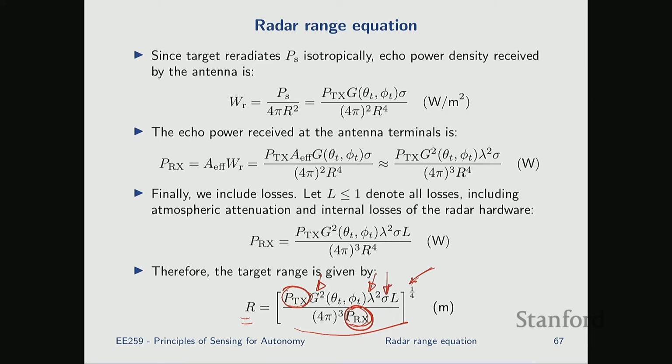You can assume some target cross-section. So let's say I want to see how far I can see a human with a radar cross-section of 1 square meter. You also plug in your losses, and that would give you basically the maximum range for that choice of target and wavelength and gain and power and everything. And that's why it's called the radar range equation.